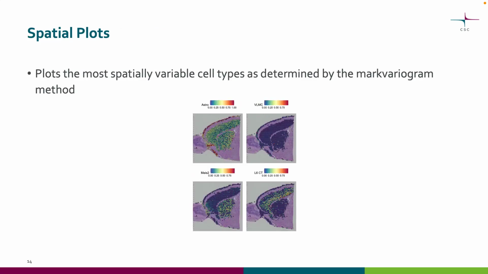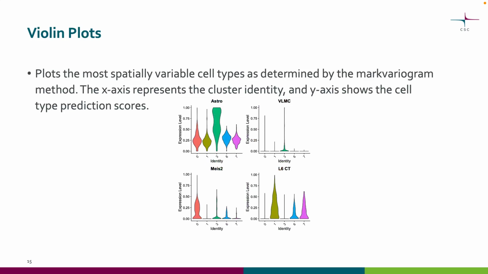These are the spatial plots seen here, which plots the most spatially variable cell types as determined by the Mark variogram method. And these are the violin plots seen here, which plots the most spatially variable cell types as determined by the Mark variogram method. The x-axis represents the cluster identity, and the y-axis shows the cell type prediction scores.